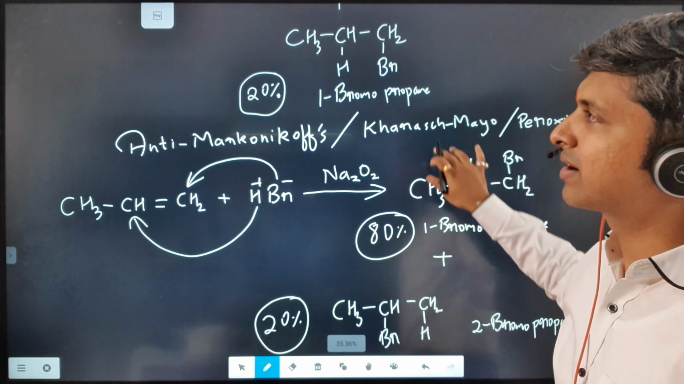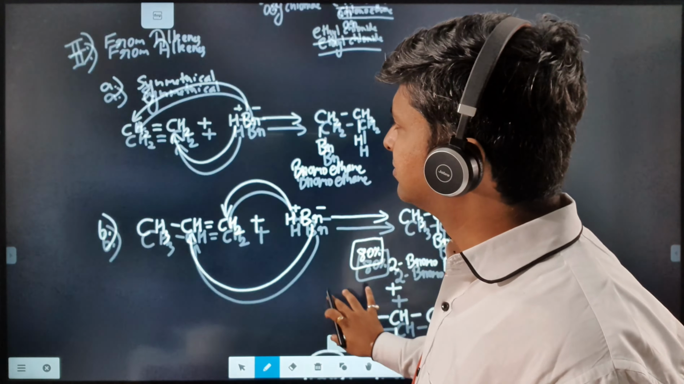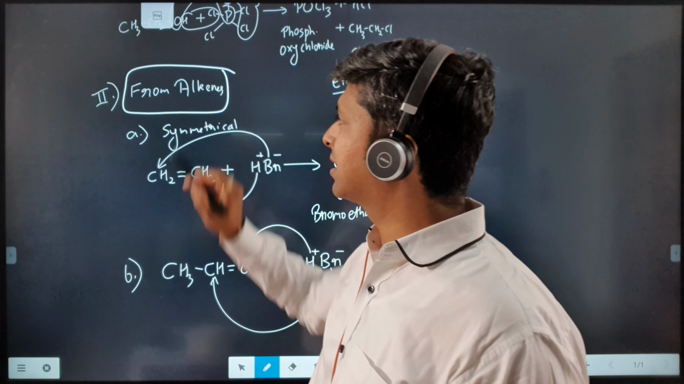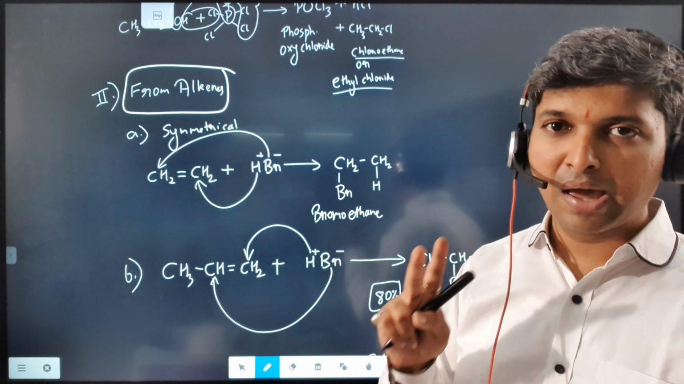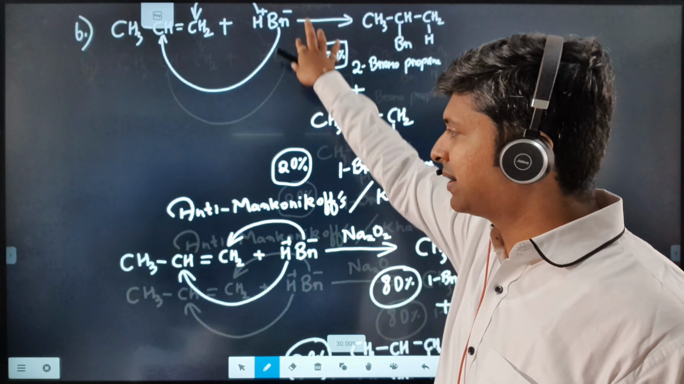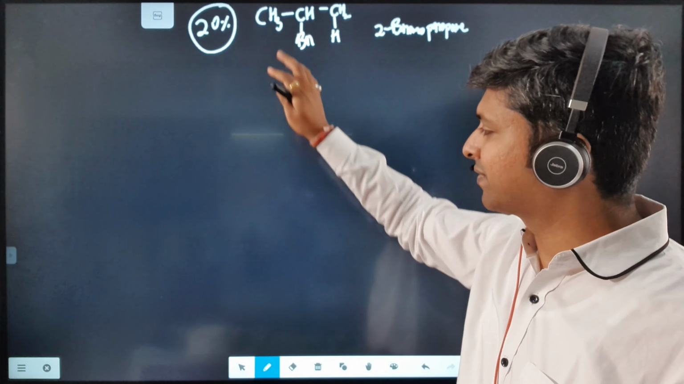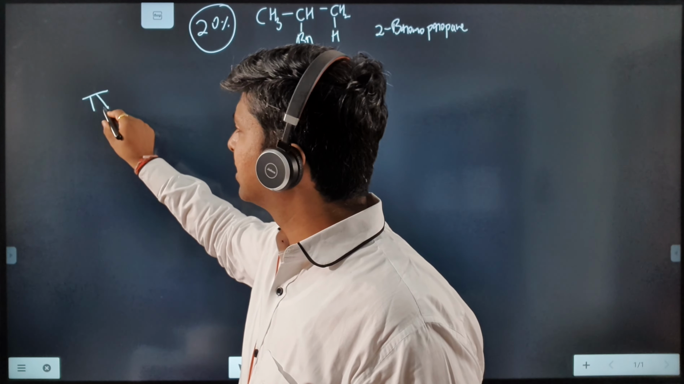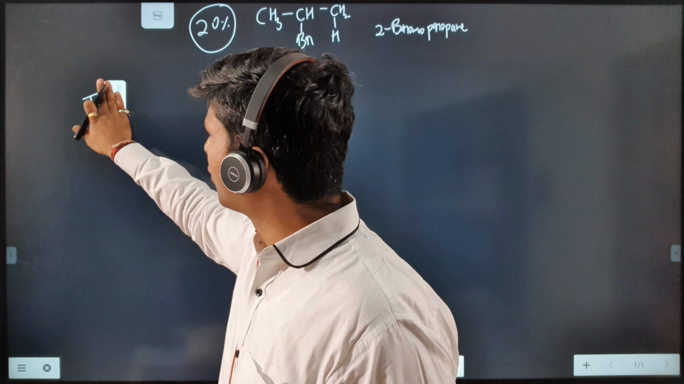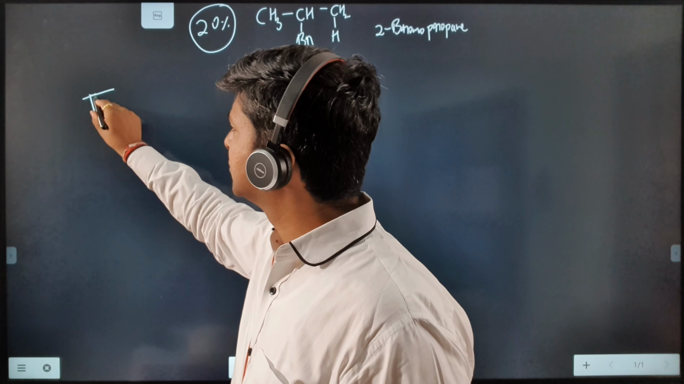I hope you have understood from alkenes. The second method we have completed, from alkenes, symmetrical and asymmetrical alkenes we have done. In asymmetrical, we have seen two rules, Markovnikov's rule and anti-Markovnikov's rule. Yes, I repeat, anti-Markovnikov's rule is also called the Kharash-Mayo effect or the peroxide effect. Okay, now we are having the third method.